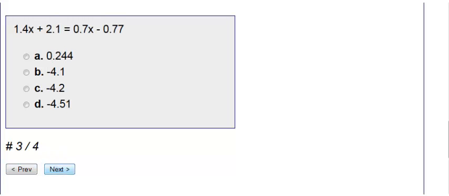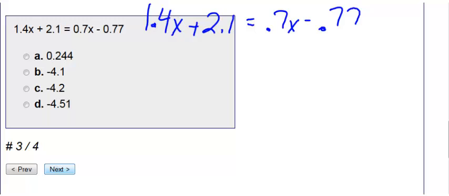Number 3, we have decimals. Same thing, we're going to get rid of these decimals. Okay, so we look at our problem, and for me to get rid of them, what I do to one thing, I need to do to everything.